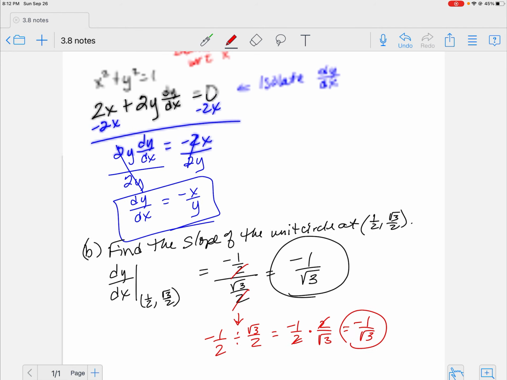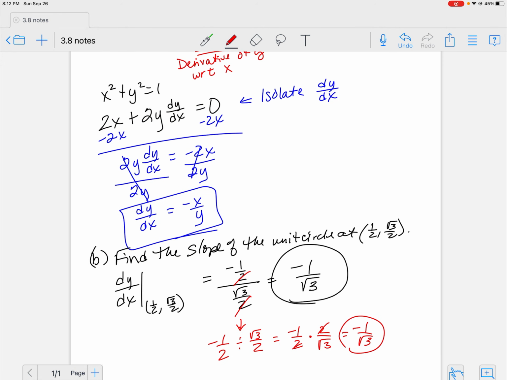The moral of the story is you're going to take the derivative of y just like normal, but anytime you take the derivative of a y variable, you essentially chain it by tacking that dy dx on it, because the derivative of that y is dy dx.